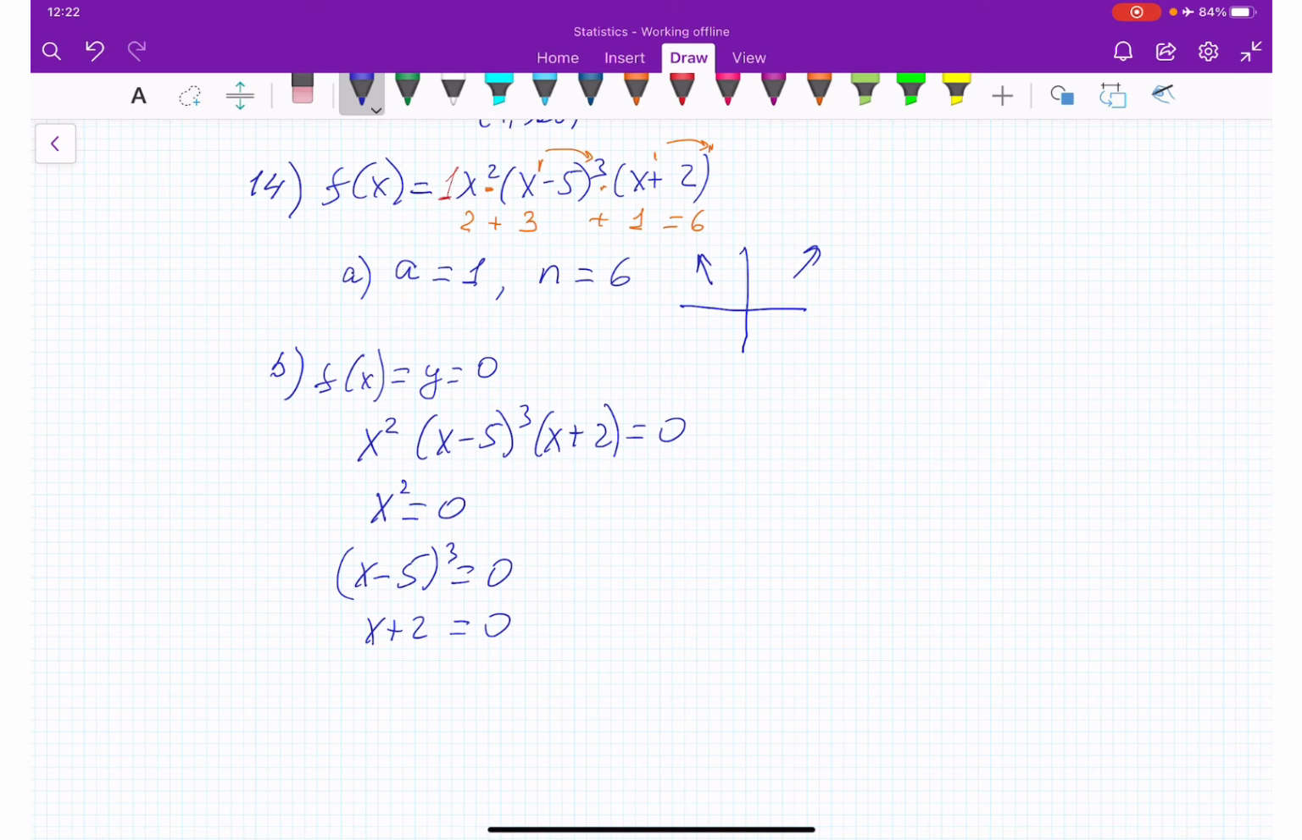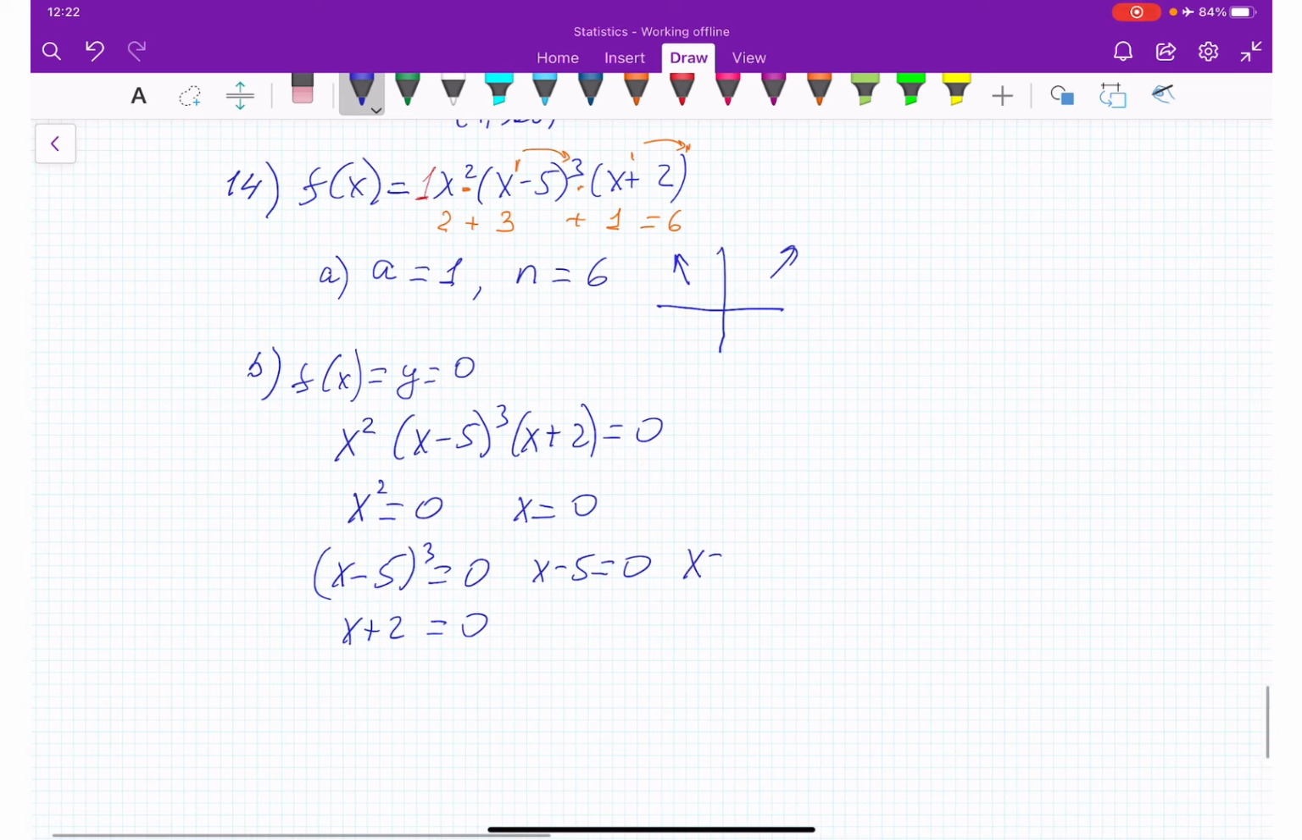So x squared equals 0. From here, x is equal to 0. (x minus 5) to the power 3 is equal to 0, which means x minus 5 is also equal to 0, because if you take the cubic root of both sides, it's still going to be 0. And from here, x is equal to positive 5, and x plus 2 equals 0, so x is equal to negative 2. So let me color the intercepts: 5, 0, and negative 2.